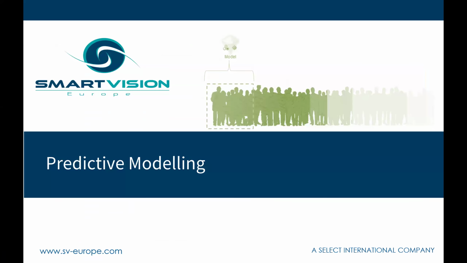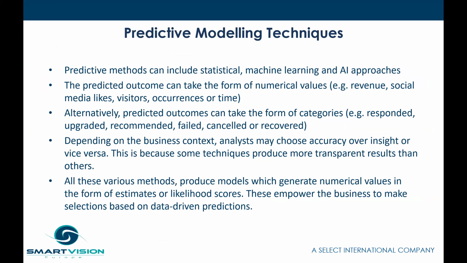Well, we've got predictive modeling, of course. Predictive modeling is a third way in which we might work with SPSS to build a marketing application. And predictive methods can include machine learning and statistical approaches as well as AI approaches these days. The predicted outcome normally takes the form of some sort of numerical value like revenue or social media likes or response rates or occurrences over time. Alternatively, predicted values can take the form of categories like whether or not somebody upgraded their package or recommended to a friend or whether or not they failed to make a payment or they cancelled a subscription.